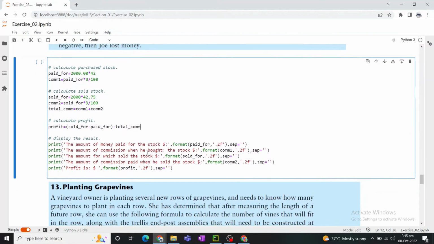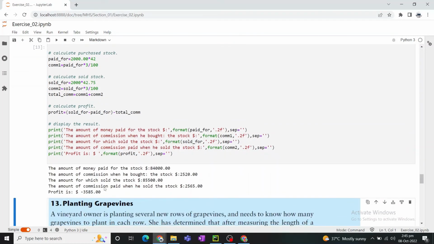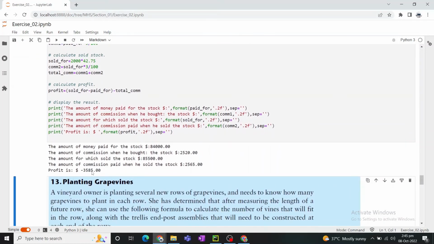And now we will see whether he gained or was at a loss. So now we will see whether the amount is positive or negative. So we can see there is a loss of $3,585. That is a negative amount, and this is not a profit. This is basically a loss.